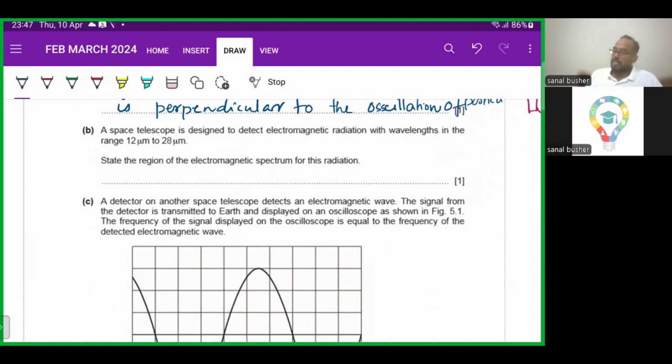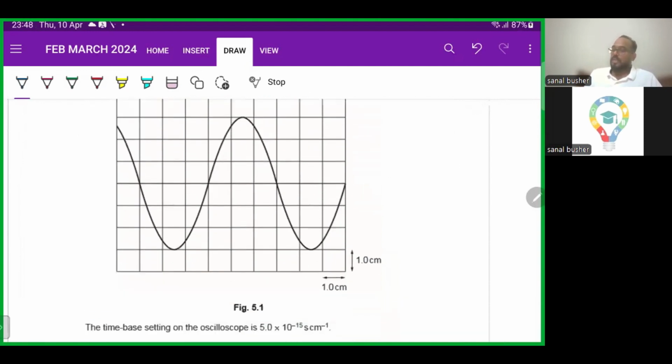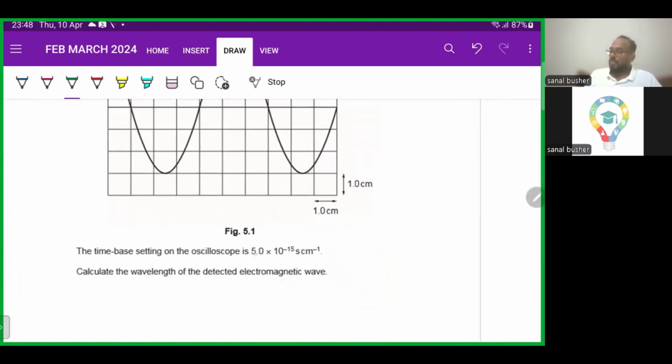Next, a space telescope is designed to detect electromagnetic radiation with wavelengths in the range 12 micrometers to 28 micrometers. You need to memorize the wavelengths of the electromagnetic spectrum. If it is micrometers, these are infrared waves. A detector on the space telescope detects an electromagnetic wave. The signal from the detector is transmitted to Earth and displayed on an oscilloscope, as shown in the figure. The frequency of the signal displayed on the oscilloscope is equal to the frequency of the detected electromagnetic wave. The frequencies are the same. The time-base setting of the oscilloscope is 5 into 10 to the power minus 15 seconds per centimeter. Calculate the wavelength of the detected electromagnetic wave.